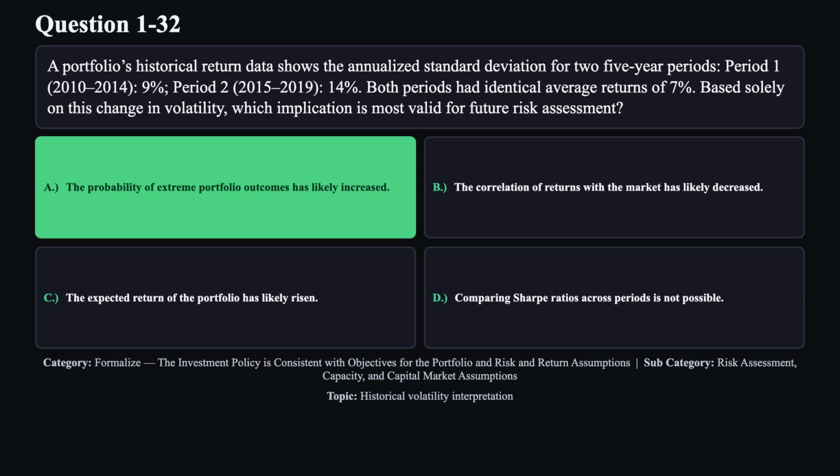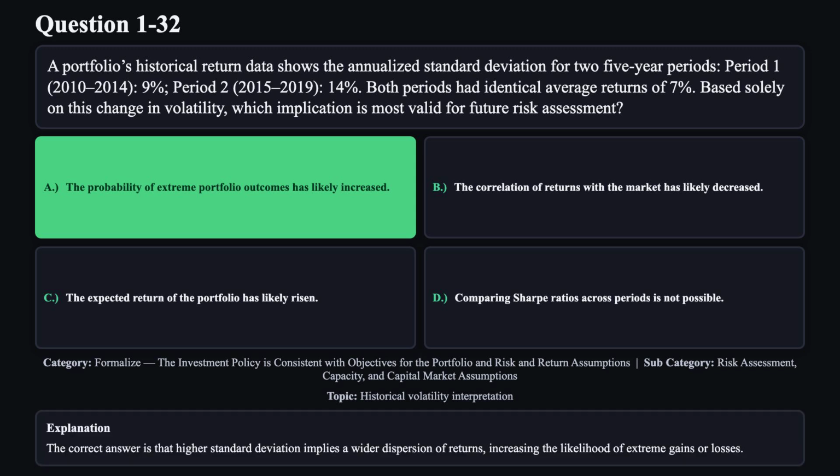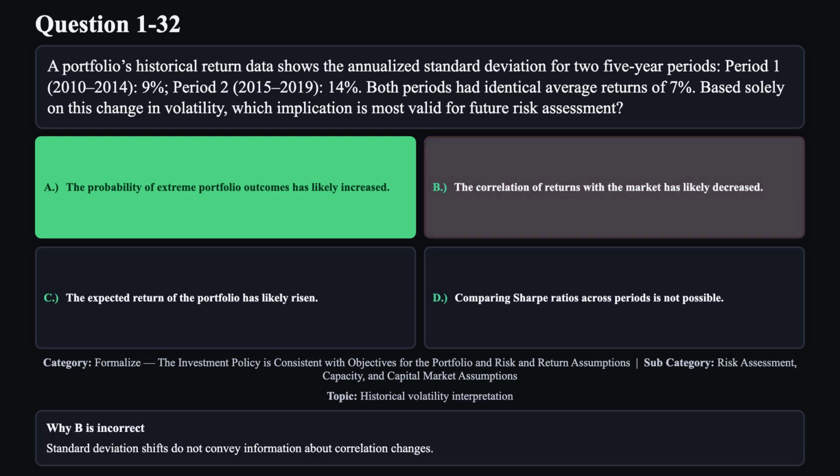The correct answer is A. The correct answer is that higher standard deviation implies a wider dispersion of returns, increasing the likelihood of extreme gains or losses. Reason B is not correct. Standard deviation shifts do not convey information about correlation changes.